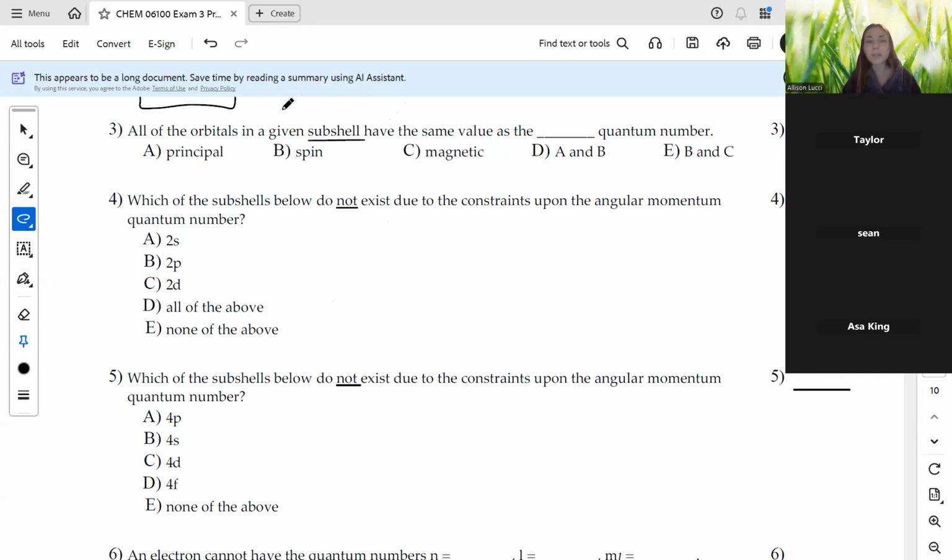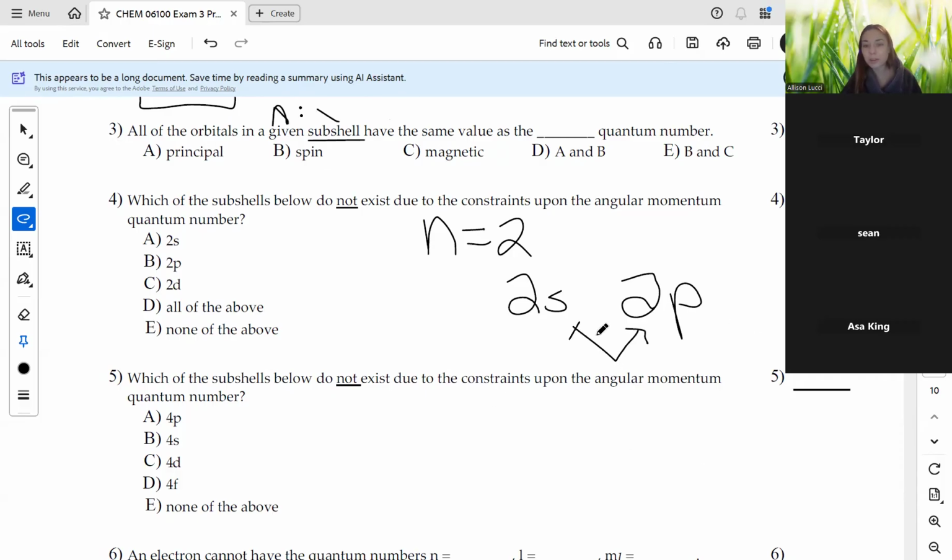And then within a shell, say we have an n equals 2. I need a larger space. Within that n equals 2, my second shell here, I have the 2s and the 2p orbitals. So these are two subshells, right? And that's what we're asked about here. And they both have the same what, right? What quantum number? The principal quantum number. S will have a different l value than a p orbital. So the only quantum number that's the same is the principal. All right. So that was answer A.